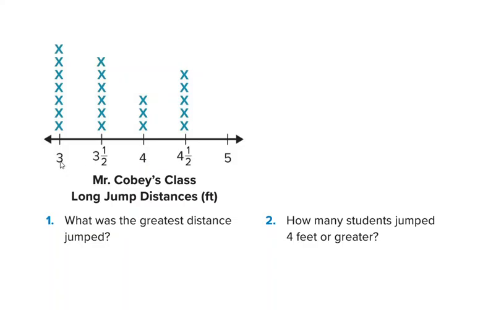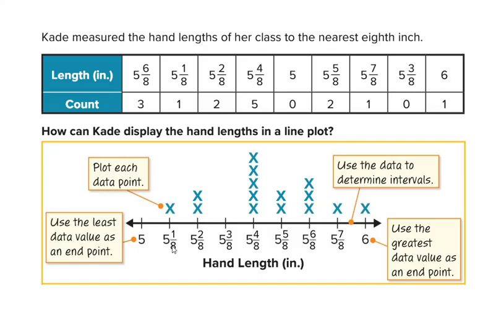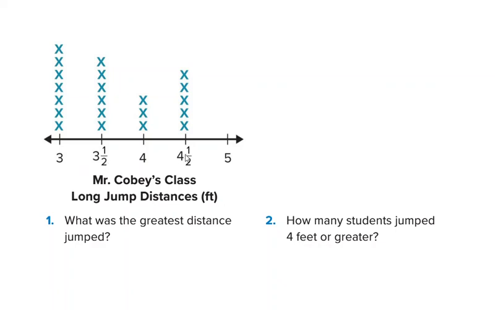What's the interval of this line down here? Well, they're going by halves. So there's 3, 3.5, 4, 4.5, 5. Now in the last one up here, the interval was 1/8 each time, wasn't it? But down here, they went by halves. So how many students jumped 4 feet or greater? Well, these kids right here jumped 4 feet. These kids right here jumped greater. So it would be this group plus that group right there. So 1, 2, 3, 4, 5, 6, 7, 8. So 8 kids jumped 4 feet or greater. The greatest distance that somebody jumped is 4.5 feet. Nobody jumped 5 feet, right?